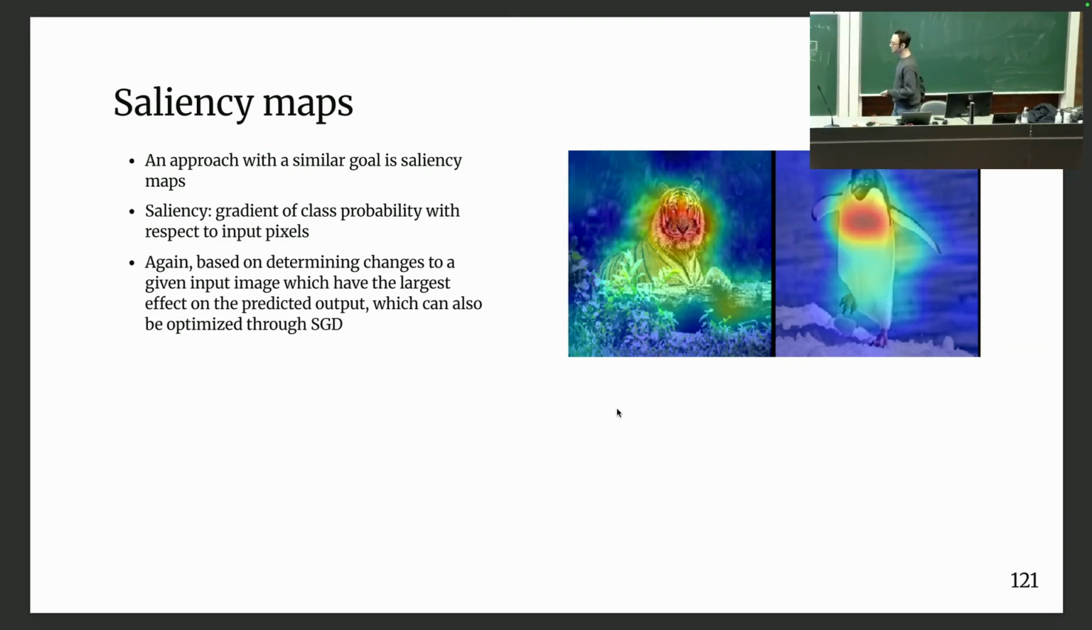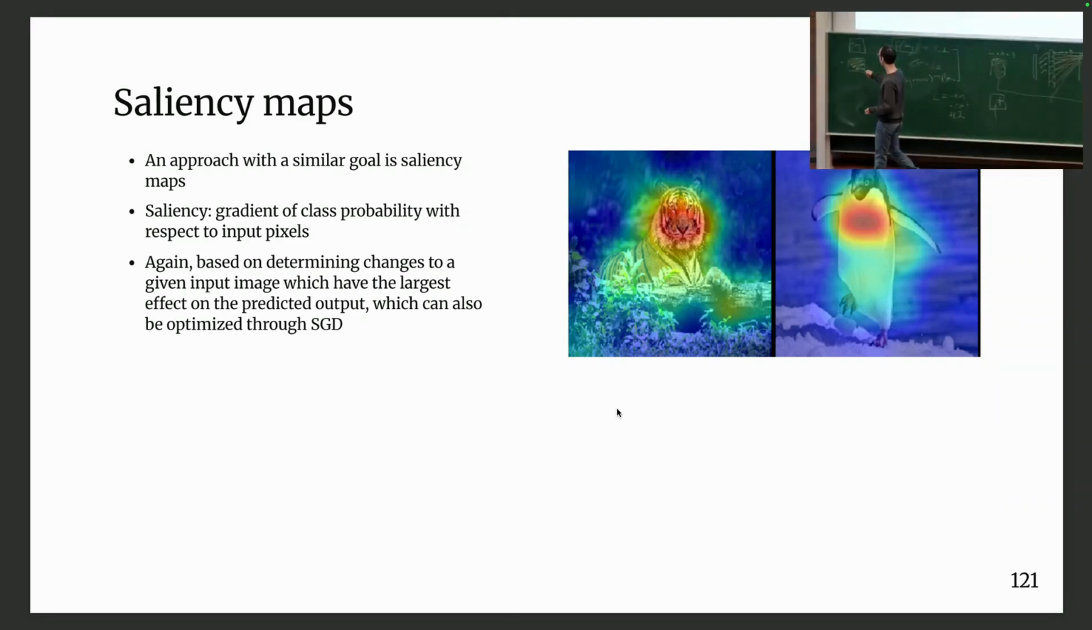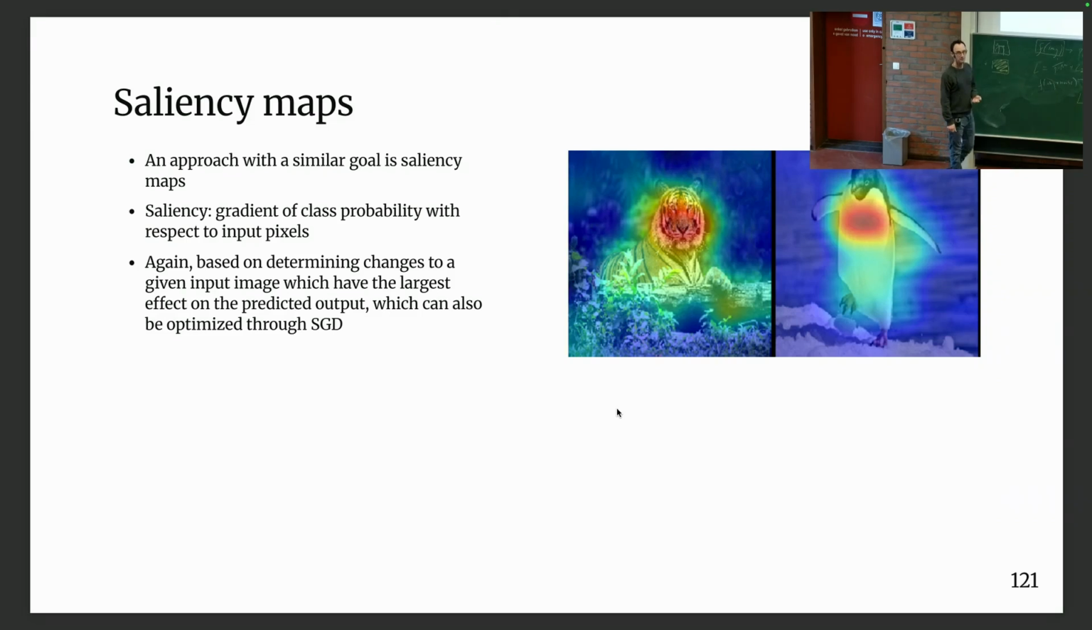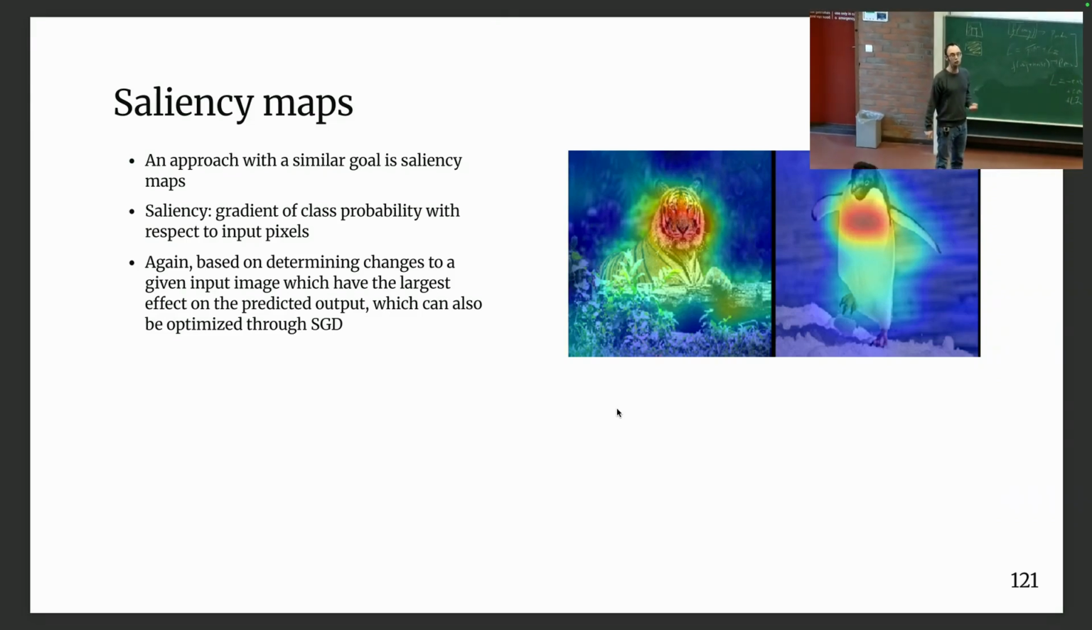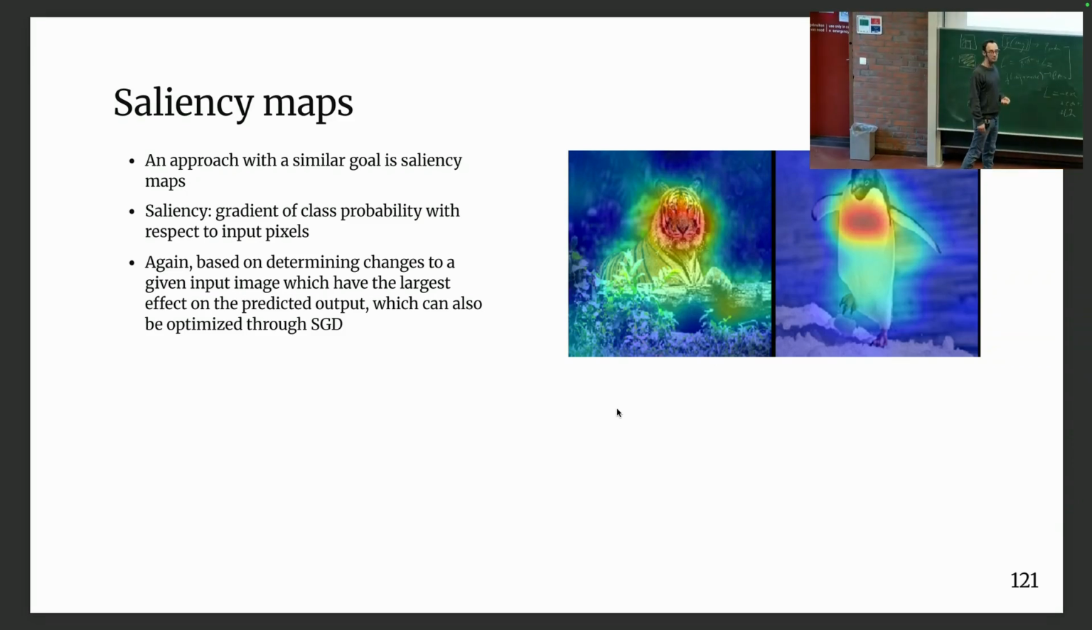Very similarly to what we have done previously, it's kind of like an adversarial attack where you say, okay, what are the parts of this image that I need to change so that you don't see a panda anymore, or a penguin, but you stop seeing a penguin, right?